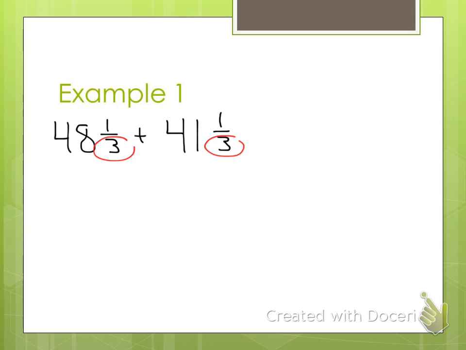denominator. The very first thing that you're looking for here is, are my denominators the same? You cannot do anything until you have the same denominator. Everybody agree? 3 and 3, we're good. We have common denominators. Since we have common denominators, let's go ahead and add our whole numbers. What is 48 plus 41? 89. It's going to be 89.